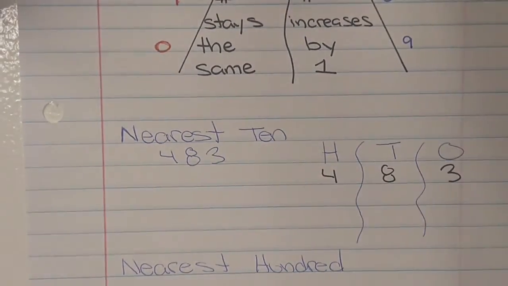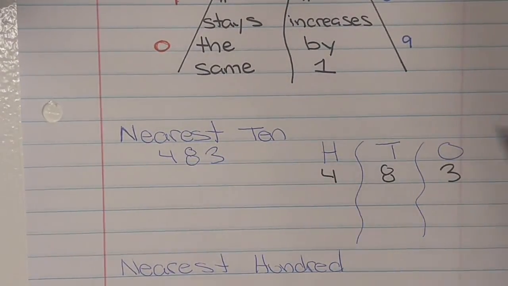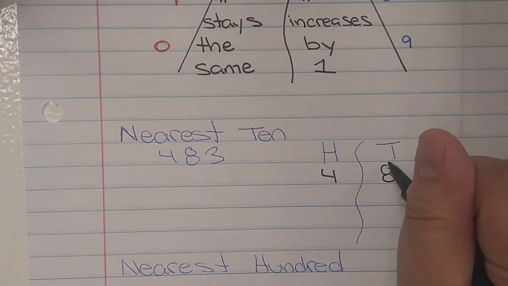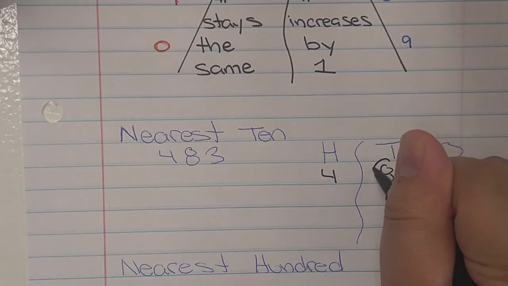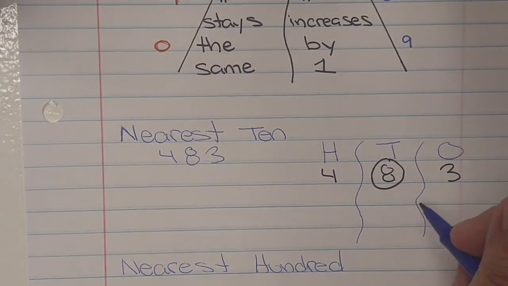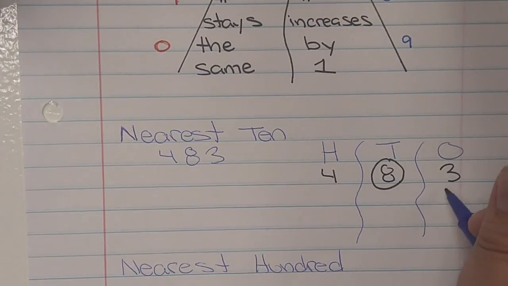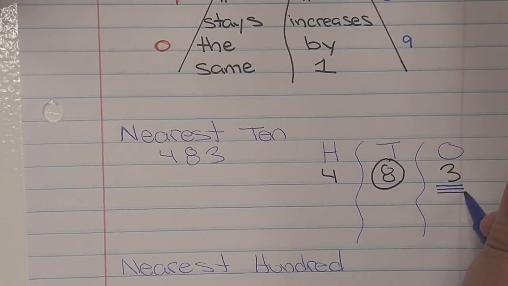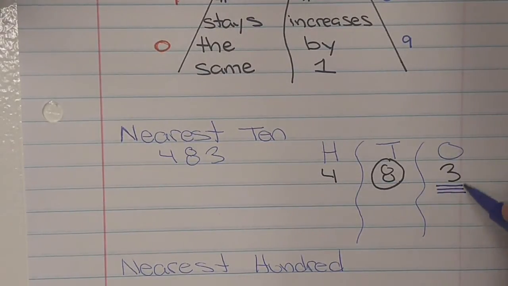Now, because this question is asking me to round to the nearest 10, I want to identify my digit inside the tens place. So I know that the digit inside the tens place is going to be this 8. So I'm going to circle it. And then I'm going to immediately look at the number to the right with my identifier. So the immediate right is here. It's a 3. I'm going to underline it because that's going to draw my attention to it.